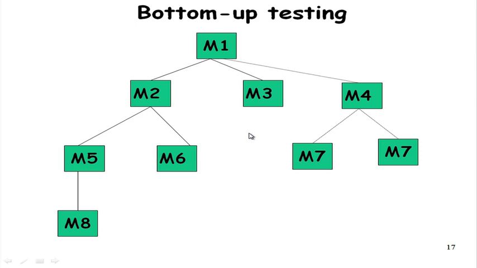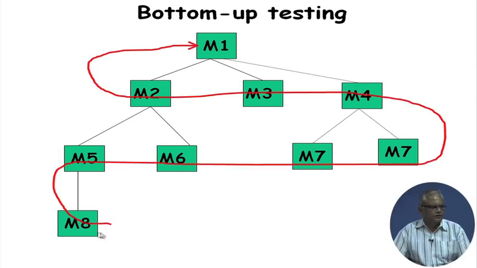So, let us see how the bottom up testing will work. We take one module here and then integrate it with another module, which is possibly at the same level. We integrate it with the higher level module, and then we integrate with another module at this level, and then the next module, and then the next module, then we integrate the next higher level module, and so on until we complete the root level module.